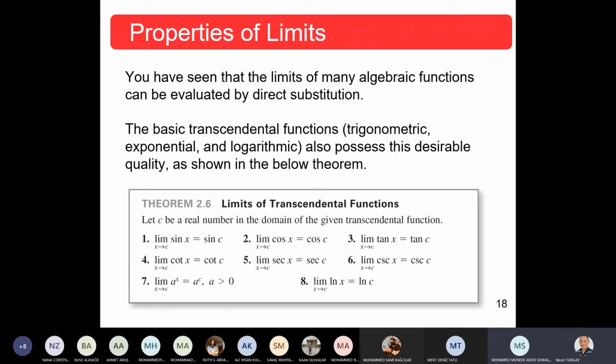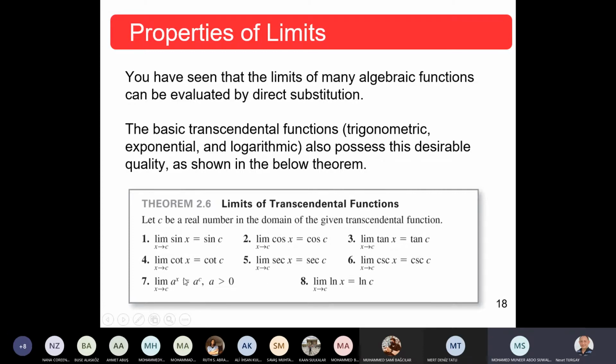But this c is in the domain of the given functions, okay? This transcendental function means it can be trigonometric. So the limit of sine x when x goes to c is what? Sine c. The limit of cos x when x goes to c is cos c. The limit of tan x when x goes to c is tan c. The limit of cotangent x when x goes to c is cotangent c. The limit of secant x when x goes to c is secant c. And the limit of cosecant x when x goes to c is what? Cosecant c.